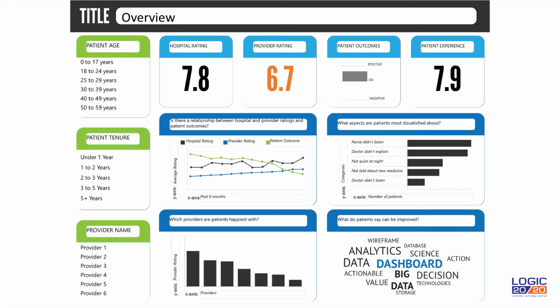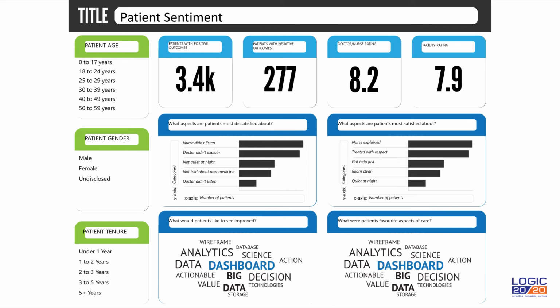Now also to the left, we can see the filters that were important for the COO, the patient age range, the patient tenure, and also the provider name. By selecting any of those filters on the left, it's going to update all the KPIs and the charts on the right. So moving on to the patient sentiment tab, this is really getting down to the core of what the survey is all about.